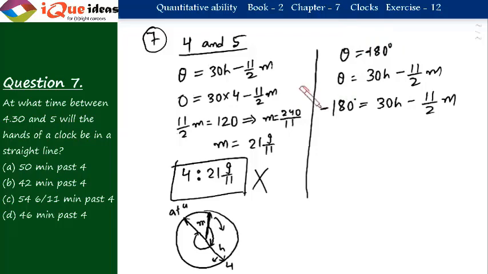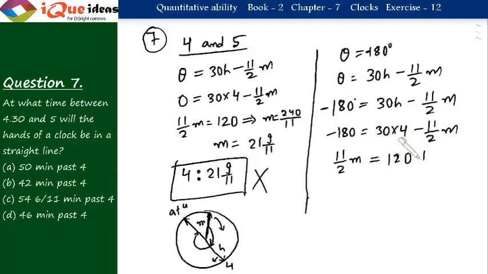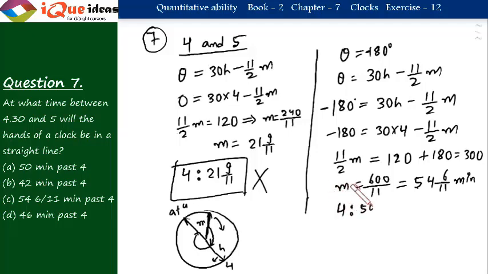So minus 180 is equal to 30h minus 11 by 2m. So minus 180 is equal to 30 into 4 minus 11 by 2m. Remember, whenever the crossing has happened, the angle has to be taken as negative, right? So minus 180 is equal to 120 minus 11 by 2m. Taking 11 by 2m to the LHS, 120 plus 180 is 300. So m is equal to 600 by 11. If you divide, 11 5s are 55, 11 4s are 44, 6 by 11. So m value is 54, 6 by 11 minutes. So the moment would be 4:54 6 by 11.